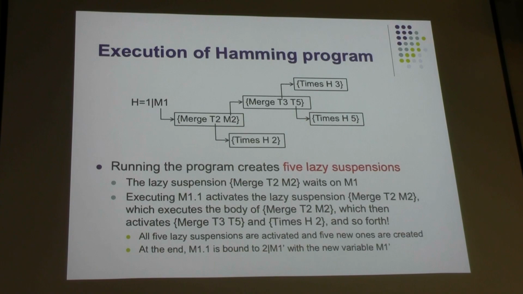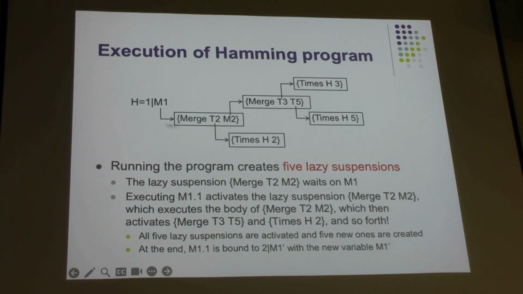And now, how do you get this thing to execute? Well, you have to force the need. You have to put in the need. So if I execute M1.1, that will cause the whole chain of execution, okay? If I execute M1.1, the dot operation wants the first field of M1, and there is an implicit wait in there, okay? The dot and the case and addition have an implicit wait, and that will cause the body of merge T2 M2 to execute.